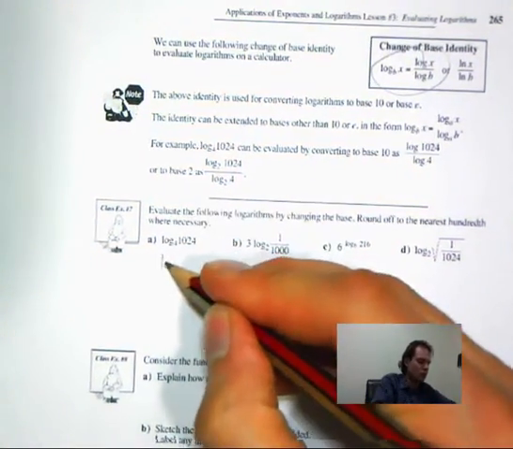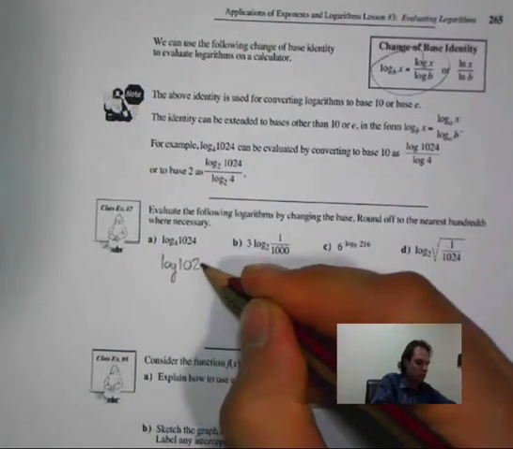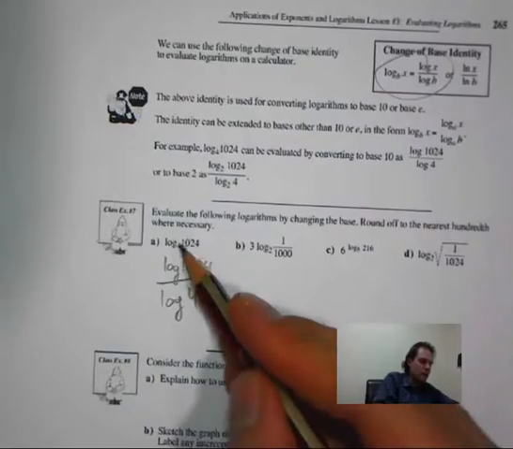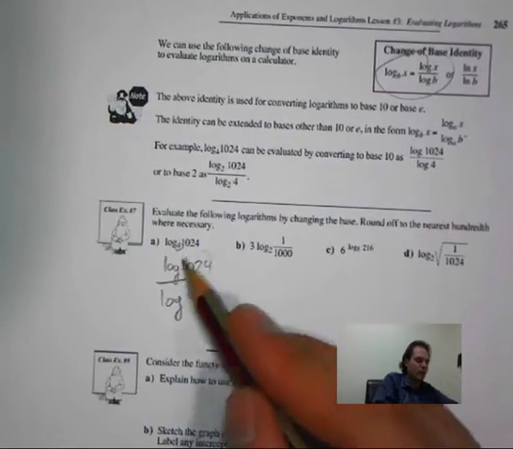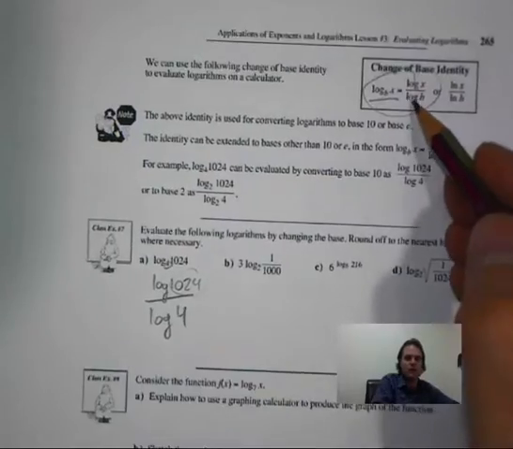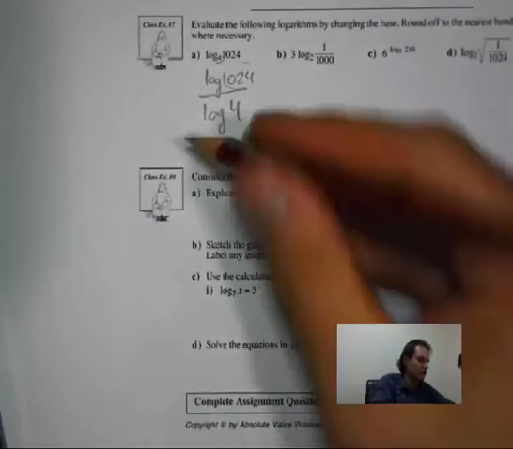It's going to be log 1024 all over log 4. So the base goes on the bottom, and what we're logging goes on top. It's just done right here. This is our formula. So what does this equal?